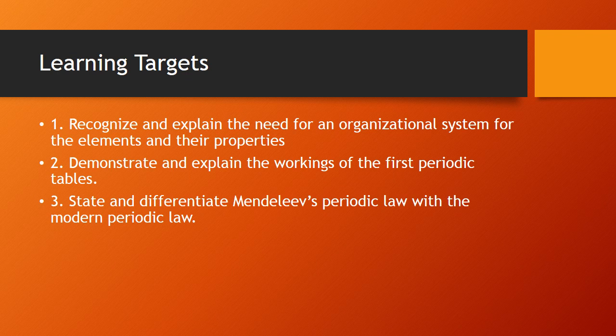So our learning targets for this lesson, three of them. We want to recognize and explain the need for an organizational system for the elements and their properties. We want to demonstrate and explain the workings of the first periodic tables. And we want to state and differentiate Mendeleev's periodic law with the modern periodic law. Learning target number 1.